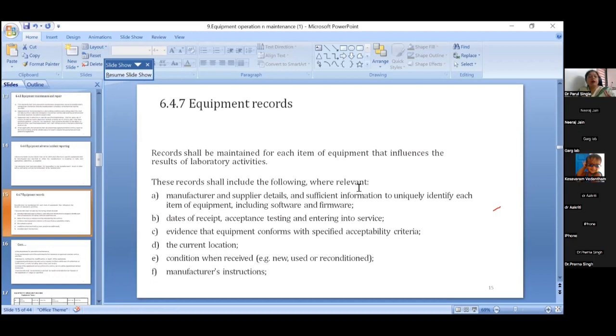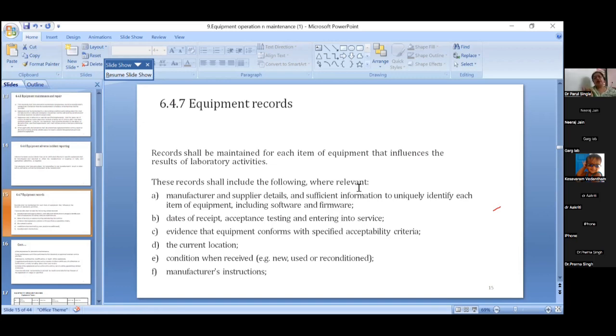Then you should have a record of your purchase order, what is the date of receipt, what is the date of acceptance testing, and what is the date of entering into service. Acceptance testing, like you received the instrument, after 15 days you completed its verification procedure, completed IQ OQ PQ, and then you did not put it into service, you used it after 2 months. So the date of acceptance testing can be different, the date of entering into service, the date of commissioning can be different, and it could also be the same. So you should have a record of these.